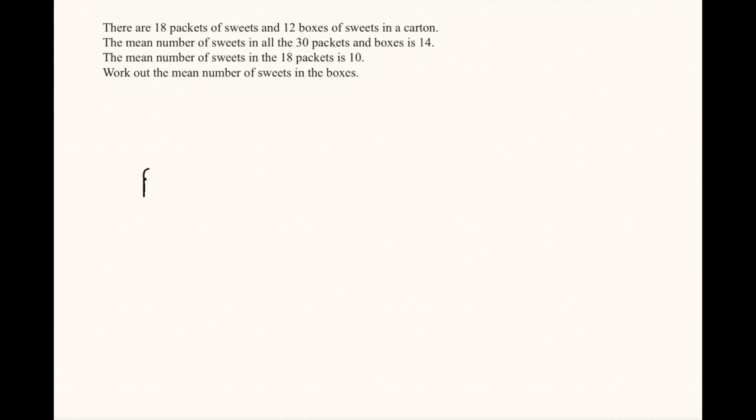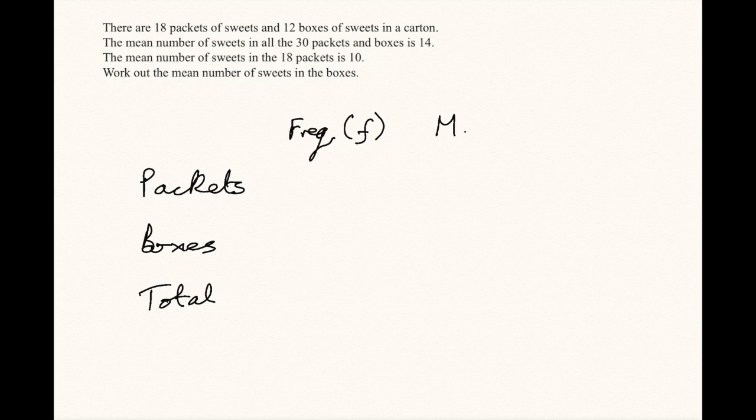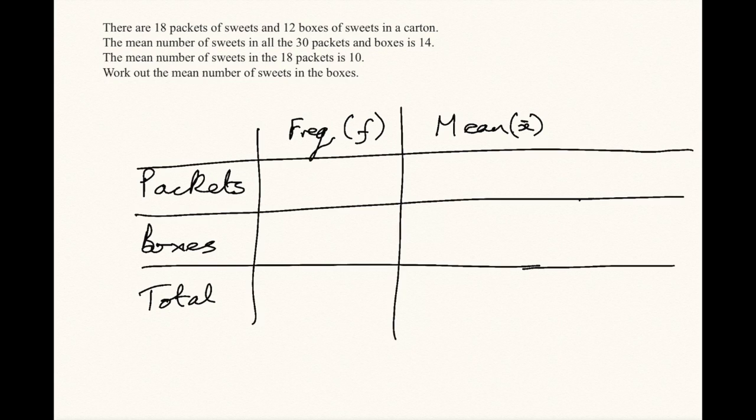So I started off by saying we've got packets, we've got boxes, we have a total, and about the frequency, and we've got the mean. So let's fill in some of this table. How many packets have we got? We've got 18 packets of sweets, we've got 12 boxes, which is 30 in total. And the means. So we know in the total when it's 30 is 14, and the mean in the 18 packets is 10.